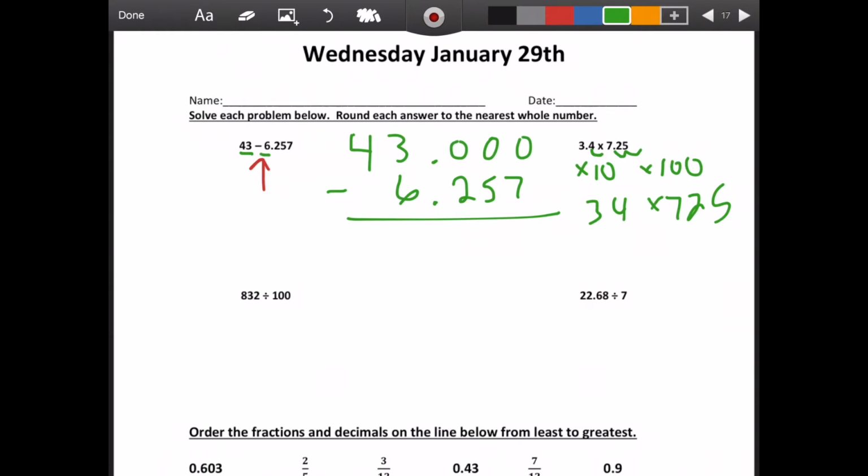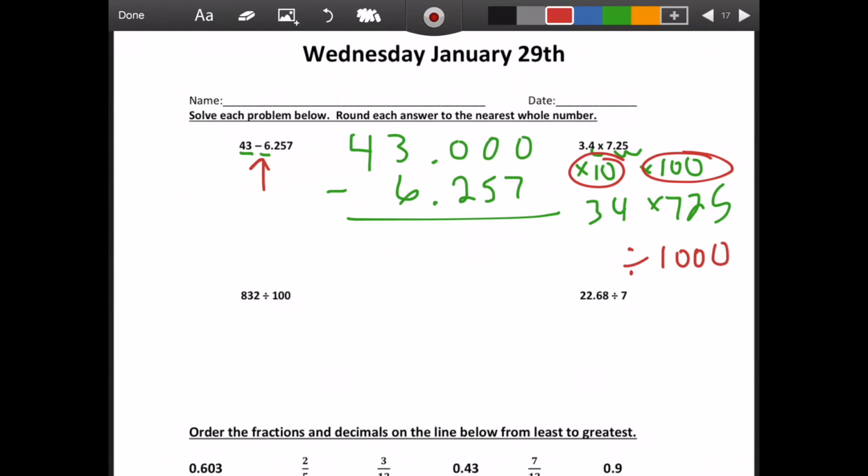At that point, all I have to do is multiply 725 times 34. And because I multiplied by 10 and then multiplied by 100, I'm going to have to divide by 100 times 10, which is 1,000, which means moving the decimal back 3 times.